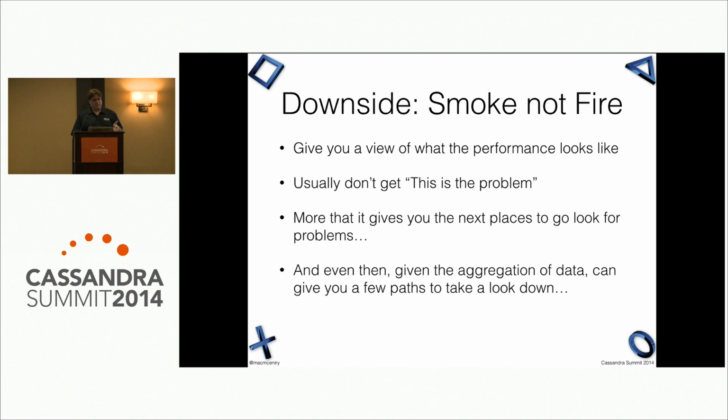What is the downside here? Most of the time when you're looking at a histogram, you're looking at smoke and you're not looking at the fire. You're not really going to see what the problem is. You're just going to have some indicators, A, that there is a problem, and then maybe where to look. Those are really the only two things you're going to get out of it.